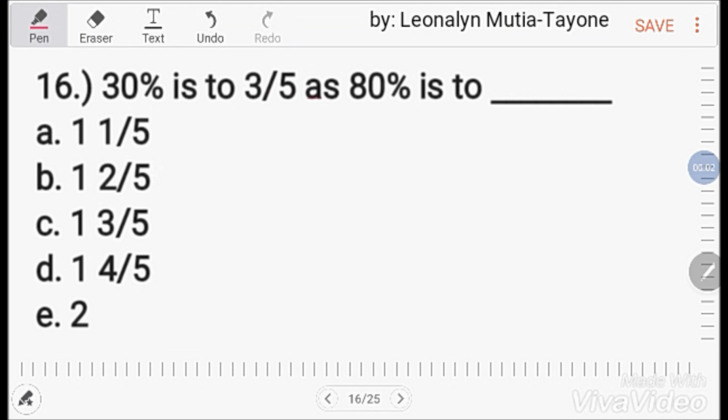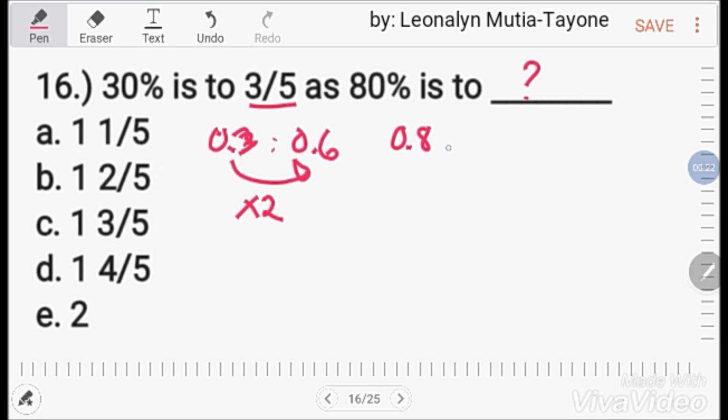30% is to 3 over 5 as 80% is to what? Si 30% gawin muna natin siyang decimal is to 3 over 5. Gawin din natin siyang decimal. Ano yan? 0.6. So, 0.3 naging 0.6. Multiply siya ng 2. Ngayon, itong 80% gawin muna natin decimal. I-try natin yung multiply na 2 kung ano ang lalabas. And that will be, what is that? 1.6.